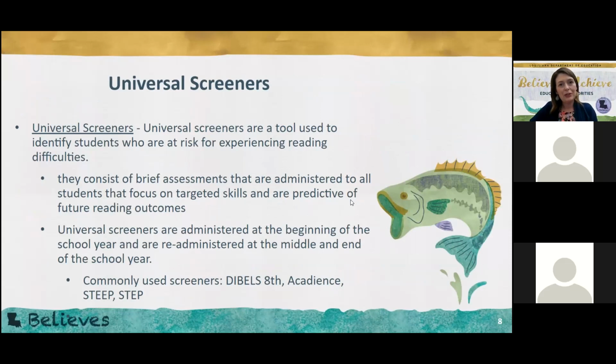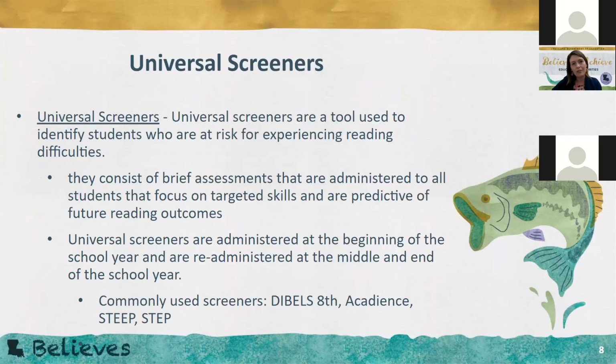Now, when it comes to universal screeners, you are probably very familiar with these. The vast majority of our systems across the state do use a universal screener. Now, we all might use different screeners. Some of the commonly used screeners that you might be familiar with are DIBELS 8th edition and Acadience. Some of us use STEEP or STEP, and I think we do have some schools that maybe use AIMSweb.